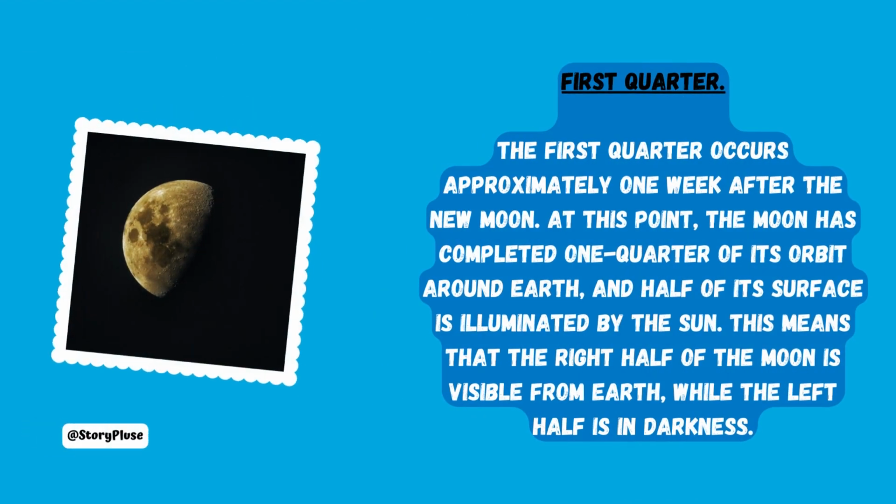First quarter. The first quarter occurs approximately 1 week after the new moon. At this point, the moon has completed 1/4 of its orbit around Earth and half of its surface is illuminated by the sun. This means that the right half of the moon is visible from Earth while the left half is in darkness.